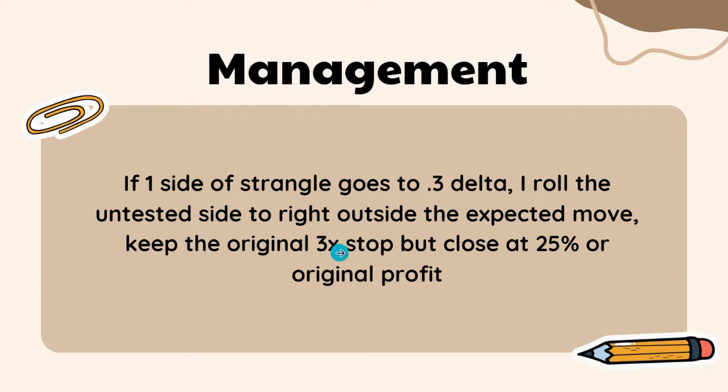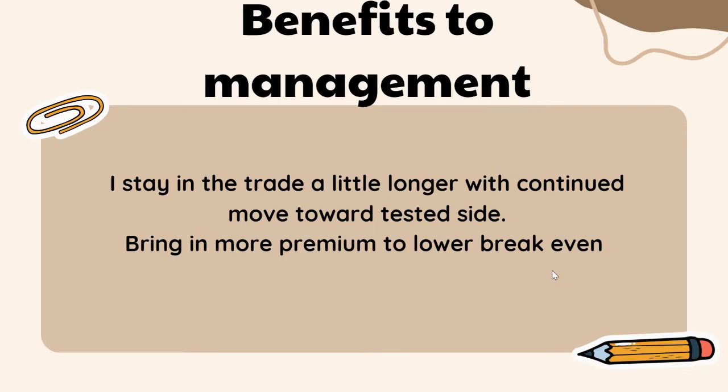We're going to keep the original 3x of the initial premium that we collected and stop out if it hits the 3x, but we're going to close at 25% of the original profit. So normally we were doing 50% of the original. Now we're going to lower it to 25%. So we want to most likely just get out of the trade here. We're playing a little bit more defense in this case when we're rolling untested sides because we're trying to take in more premium, lower our break evens.